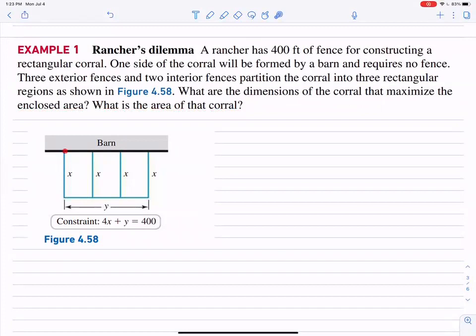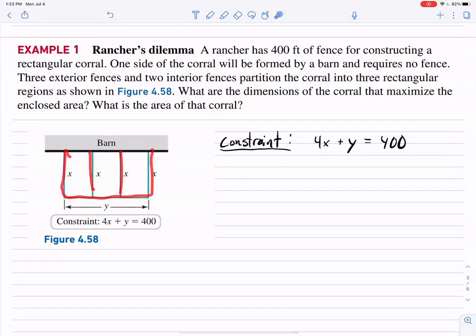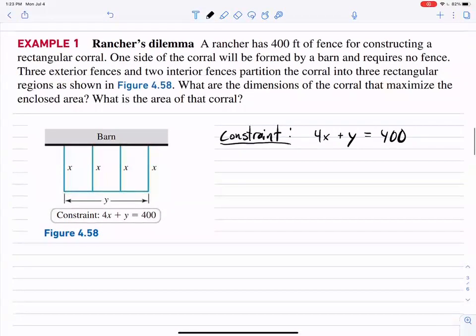And so we would draw the picture. So this is our exterior fence, 1, 2, 3, 2 interior fences, and they're going to have dimensions. These are all going to have to be the same dimension, X, and then this is dimension Y. And so what's our constraint? The rancher has 400 feet of fence. And so the constraint function in terms of these variables is that 4X plus Y equals 400, right? Because that is the perimeter of fencing, right? We have 4 X's and we have 1 Y, where X and Y are the dimensions of the width and the height accordingly.